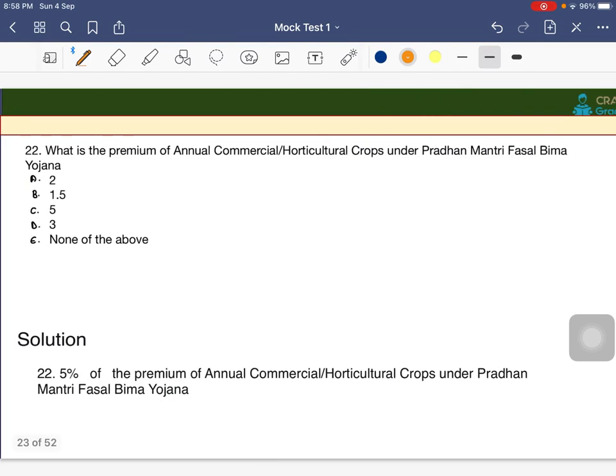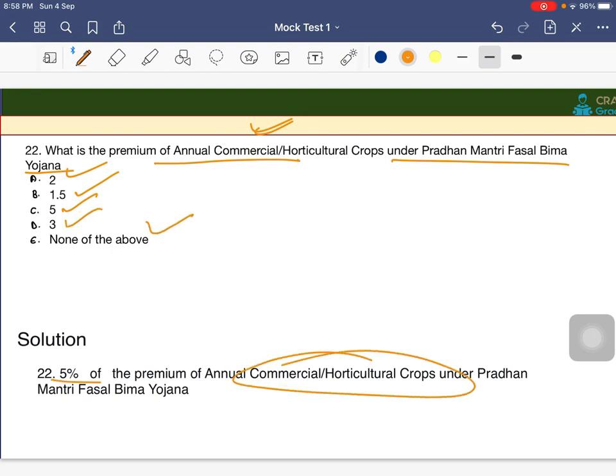What is the premium for annual commercial or horticultural crops under Pradhan Mantri Fasal Bima Yojana? Is it 2%, 1.5%, 5%, 3%, or none of the above? Horticultural or commercial crops is 5%, and your cereal, that is kharif crops, will be 2%, and rabi will be 1.5%, right?